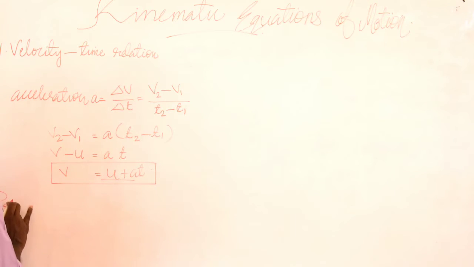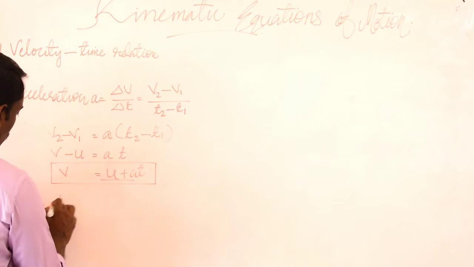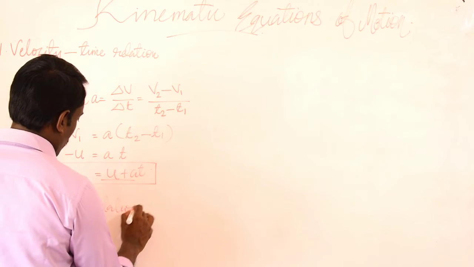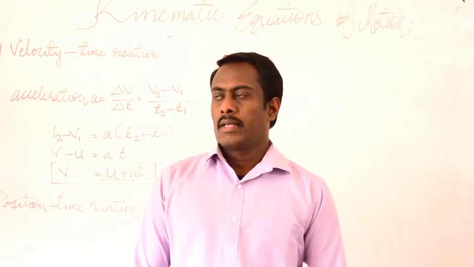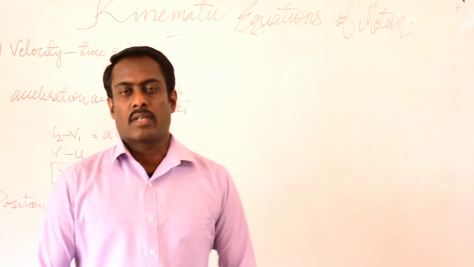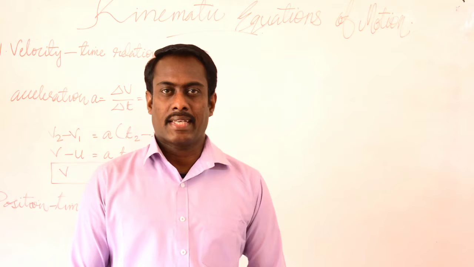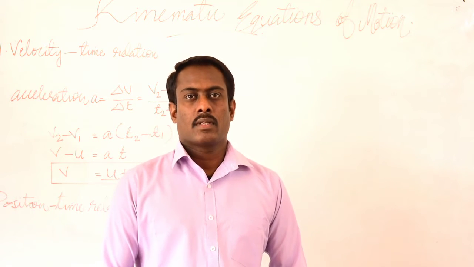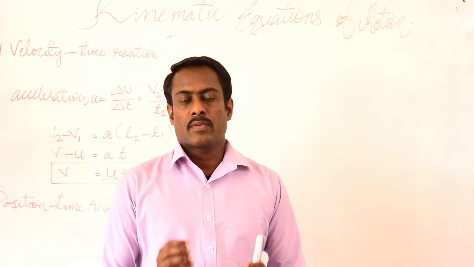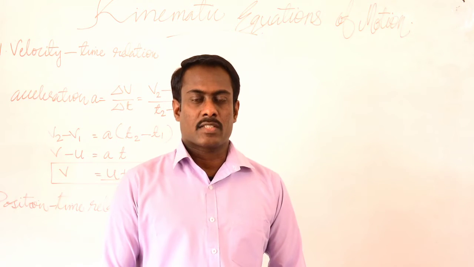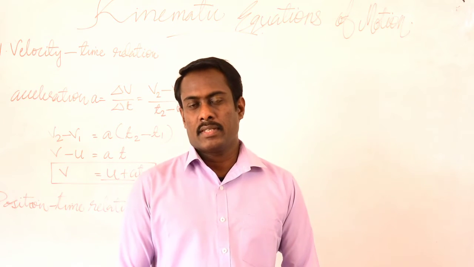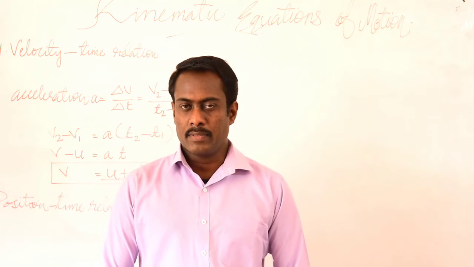Position time relation. Let the initial position of an object be x0 at time t is equal to 0, and the final position of the object be x at time t is equal to t, and the initial velocity of the object be u and the final velocity of the object be v.